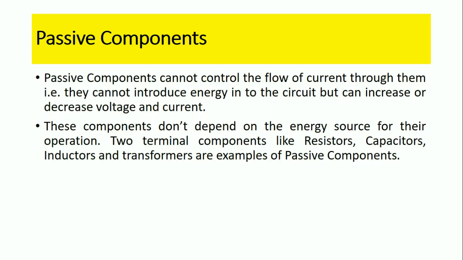Coming to passive components, they cannot control the flow of current through them. That is, they cannot introduce energy into the circuit, but can increase or decrease voltage and current. These components don't depend on an energy source for their operation. Generally, two-terminal components like resistors, capacitors, inductors and transformers are the examples of passive components.